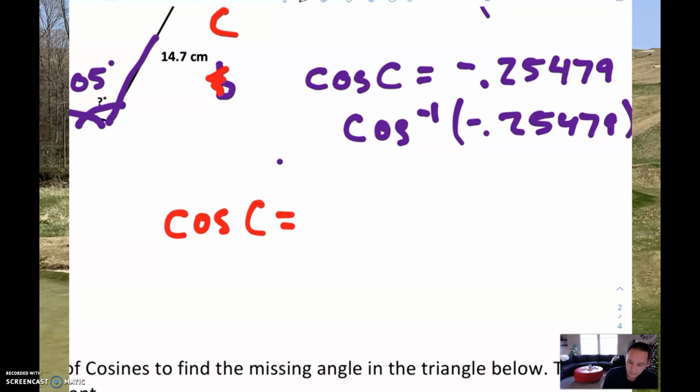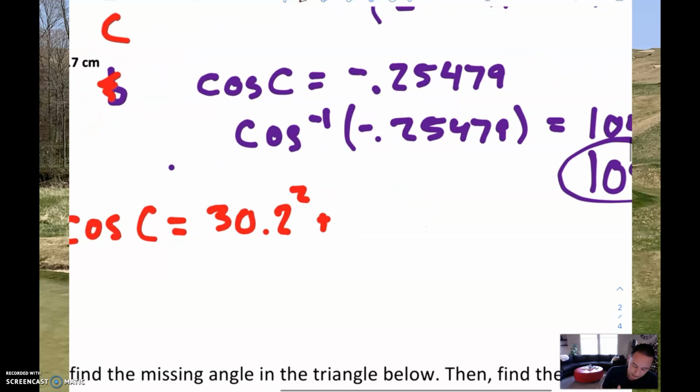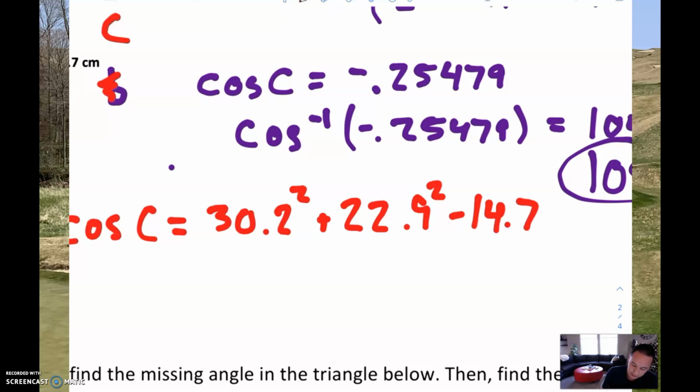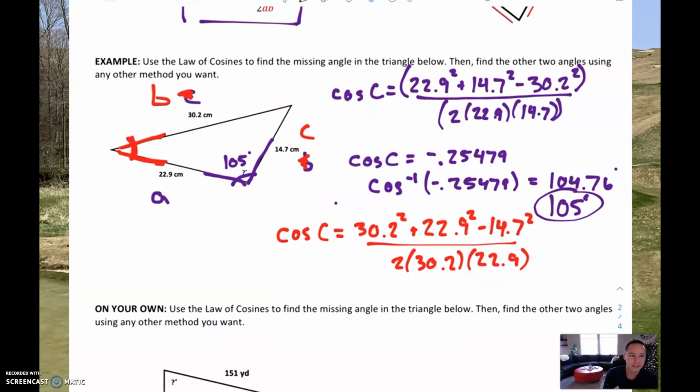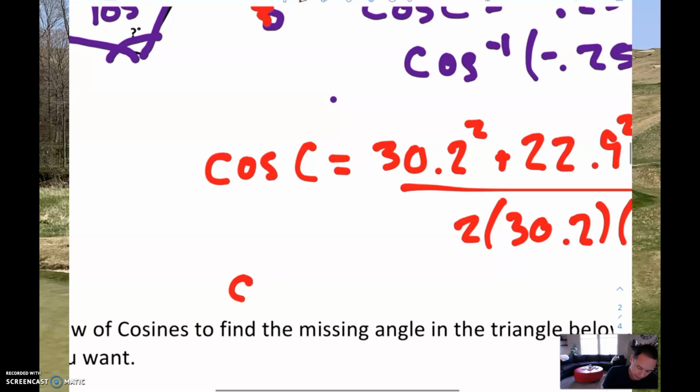Cosine of C equals 30.2 squared plus 22.9 squared minus 14.7 squared, and it's all divided by 2 times 30.2 times 22.9. The hardest part about this entire process is just typing this big mess into the calculator and evaluating it to the right number. The rest of it's just kind of throwing numbers in a formula. If you did it correctly, you should have the cosine of C equals 0.8823.